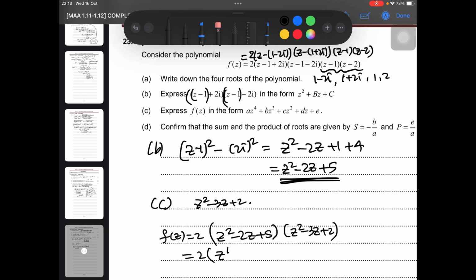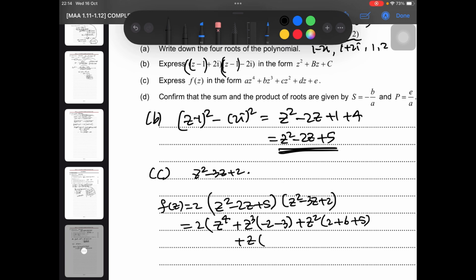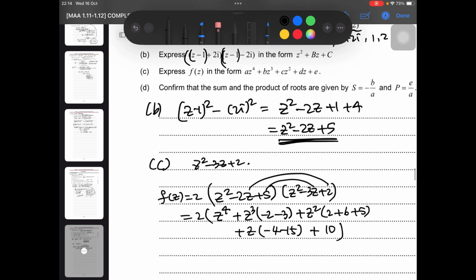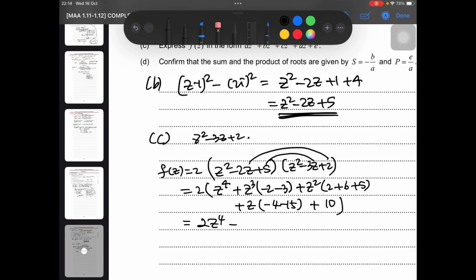The first one is z to the power of 4, but this happens only once. The next one is z cubed, and it happens here and here only. So negative 2 and negative 3. And next one is z squared, which is like this and like this. So 2 plus 6 plus 5. Then z happens like this and like this only. So negative 4, negative 15 plus 10. So this is how we found it. So negative 10 z cubed, 7 and 6, which is 13, 26 z squared, negative 19, which is 38 z plus 20.